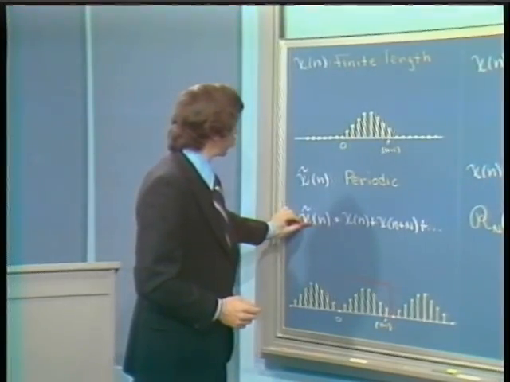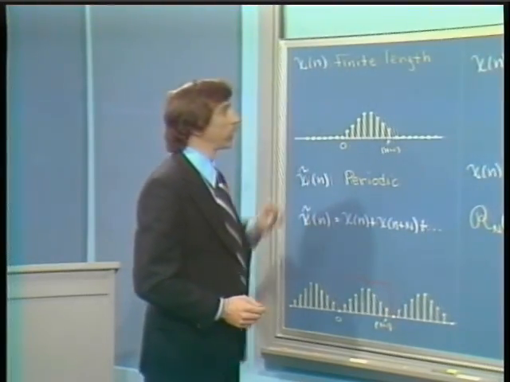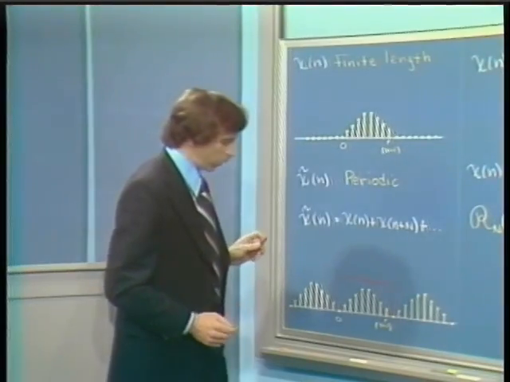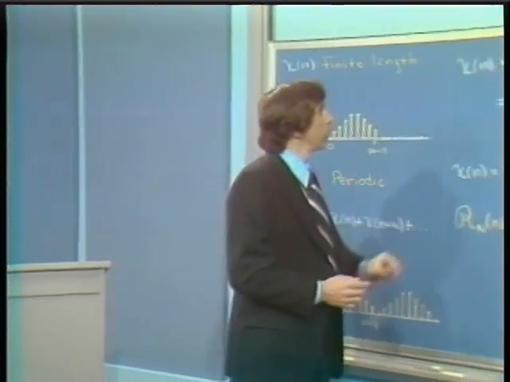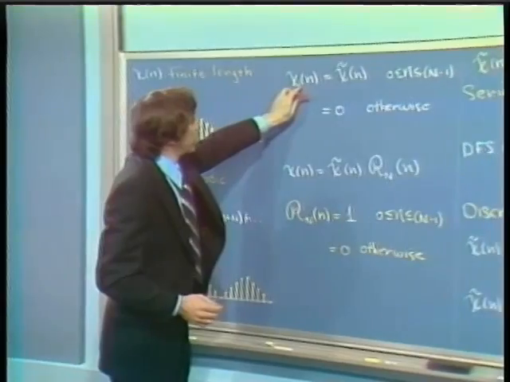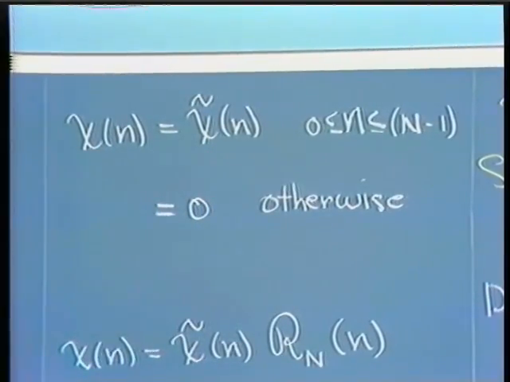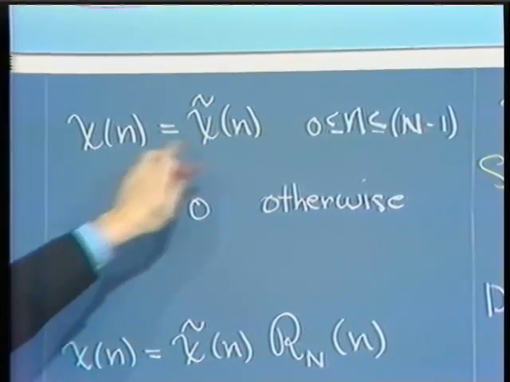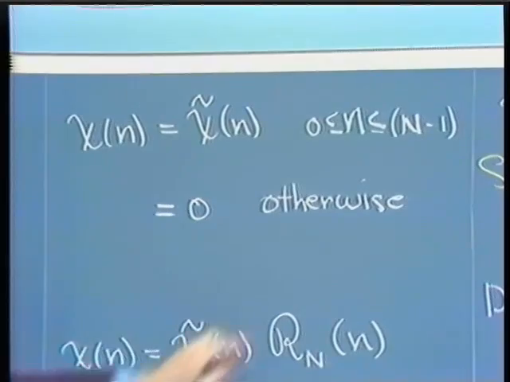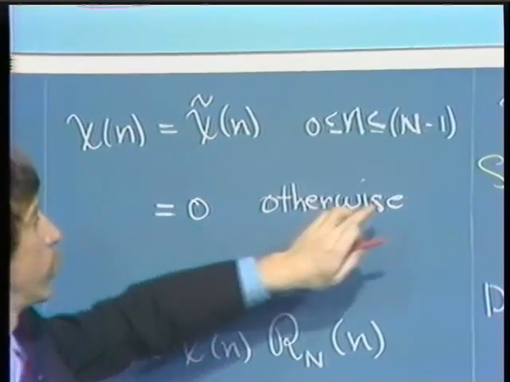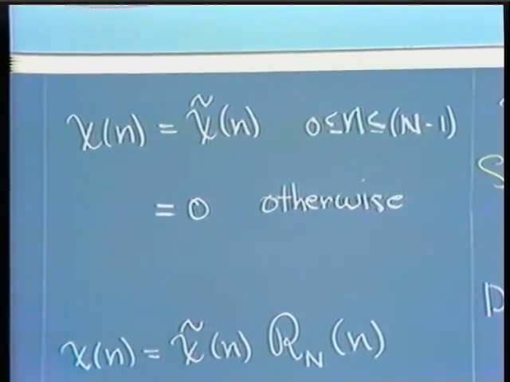So we can generate the periodic sequence from the finite length sequence. We can also recover the sequence x of n from the periodic sequence by extracting just one period, as I've indicated here. x of n is x tilde of n in the range little n between 0 and capital N minus 1, and it's equal to 0 otherwise.